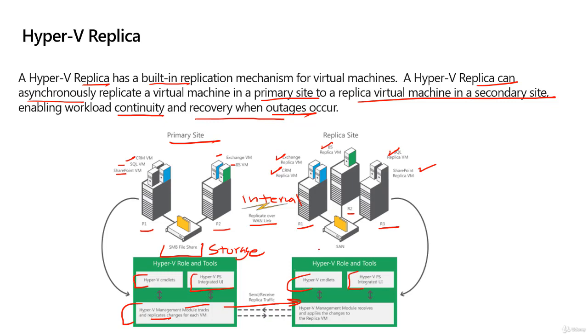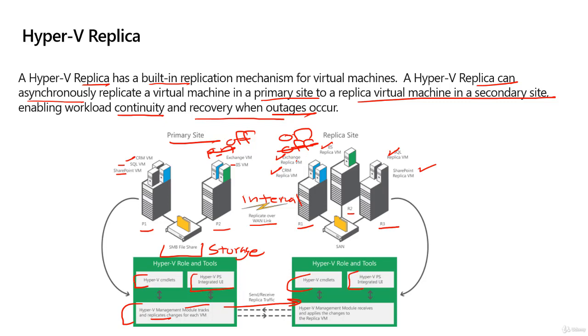Now the replica machines are powered off. So if I take this Exchange VM, that's powered off in the replica site. It's on in the primary site. So it can only be powered on in one site at a time. But what can happen, I can have some type of failure here, and what I can do is select the failover, and this will power off if it's not already off, and this one automatically powers on.